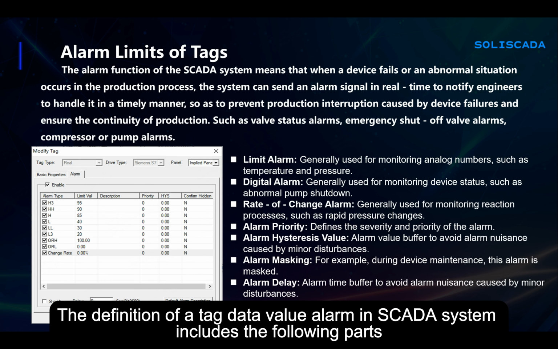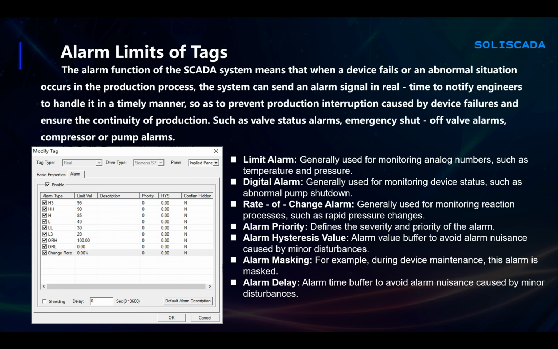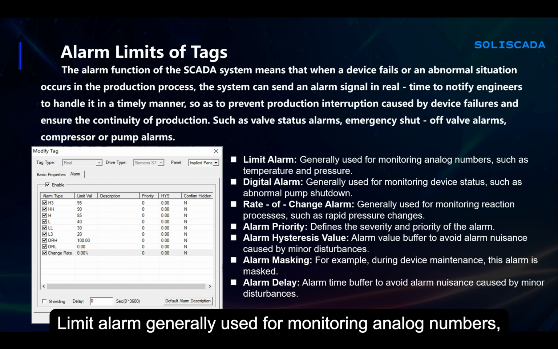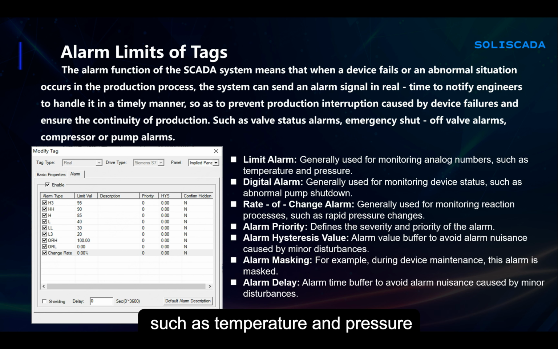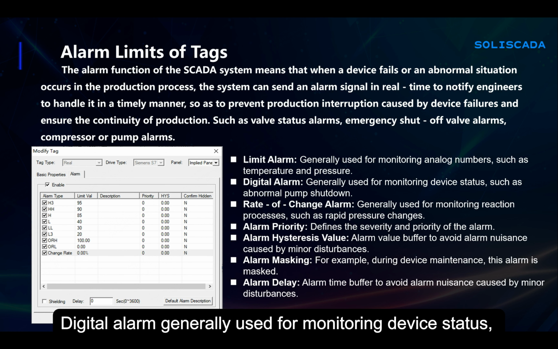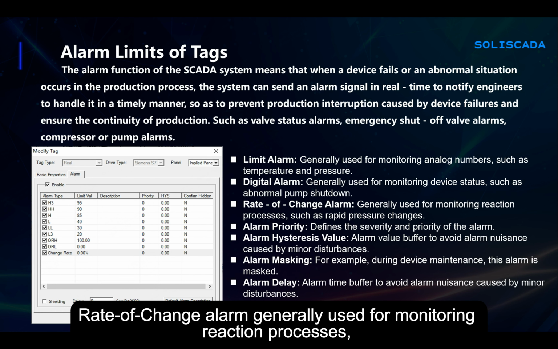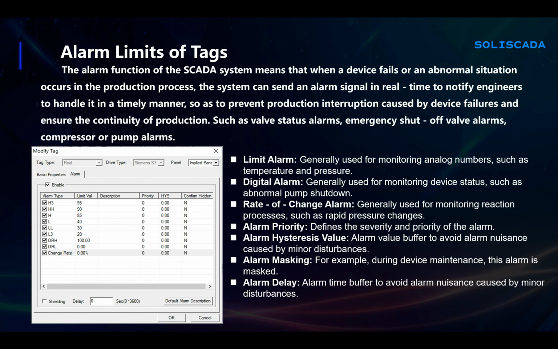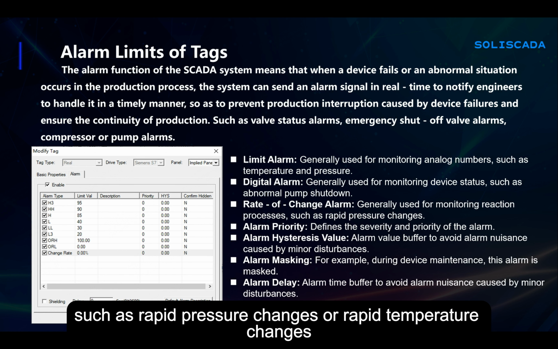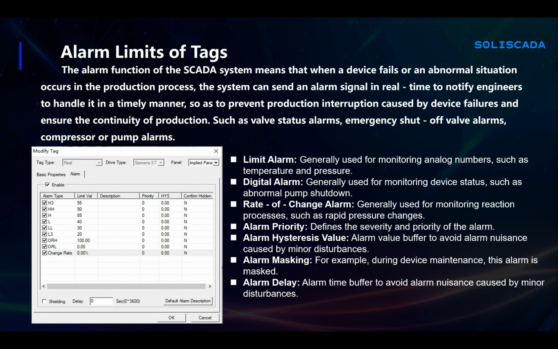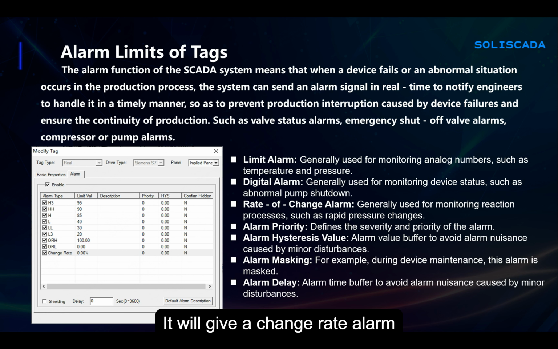The definition of a tag data value alarm in SCADA system includes the following parts. Limit alarm is generally used for monitoring analog numbers, such as temperature and pressure. Digital alarm is generally used for monitoring device status, such as abnormal pump shutdown. Rate of change alarm is generally used for monitoring reaction processes, such as rapid pressure changes or rapid temperature changes. It will give a change rate alarm.